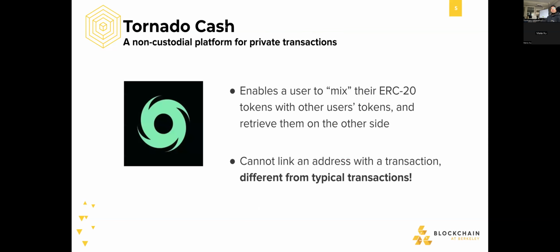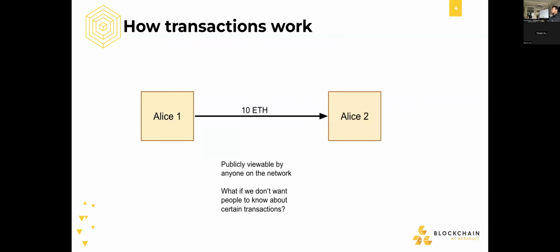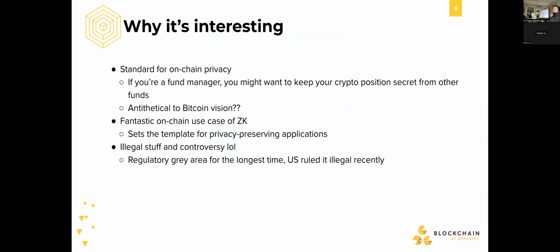Cool. So essentially the point of Tornado Cash is that you cannot link an address with a transaction. And this is different from typical transactions, right? Because as we saw before, typical transactions are from address A to address B. Cool. Just quickly, as to why it's interesting.